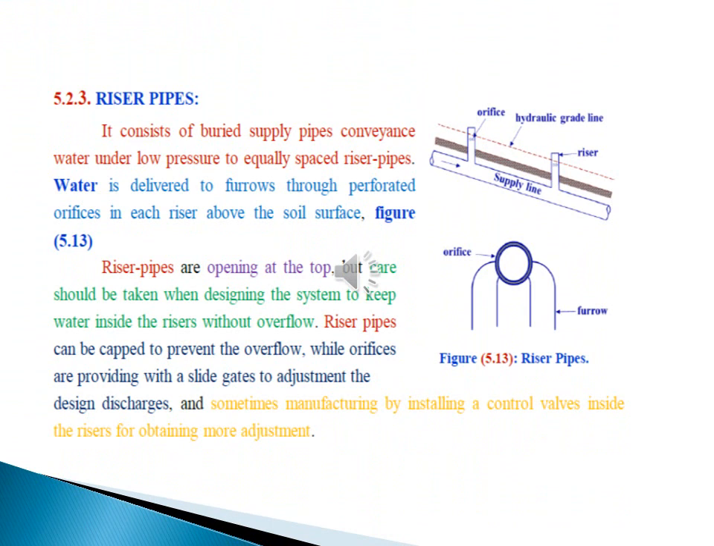Riser pipes, which consist of paired supply pipes, convey water under low pressure to equally spaced riser pipes. Water is delivered to furrows through a perforated orifice in each riser above the soil surface. Each orifice is specialized for more than one furrow and is provided with a slide gate to adjust the design discharge, as shown in the enclosed figure.